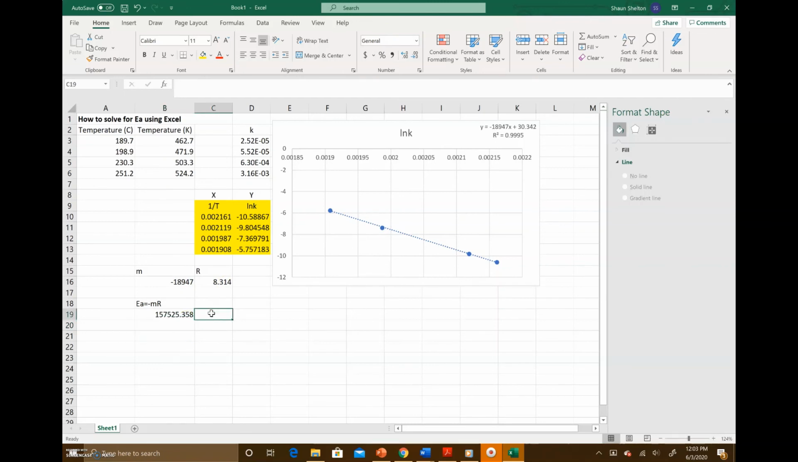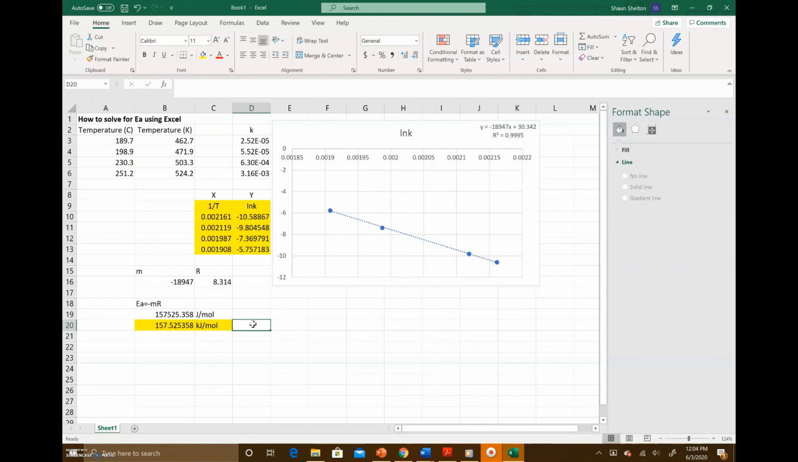Remember, the units for this are joules per mole. We want this to be in kilojoules per mole, which is going to be a little bit easier to work with. So I press equal and divide this by 1,000 so I can get it in kilojoules, because it's 1,000 joules per kilojoule. And so now we have our answer. This represents the activation energy for this particular reaction that we were studying.